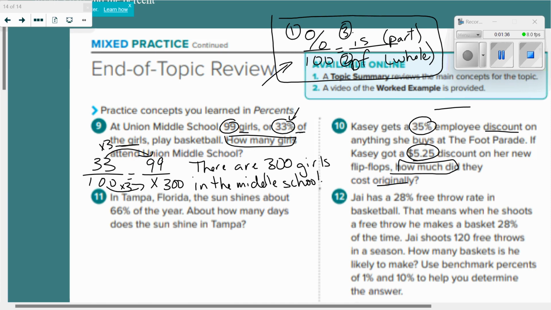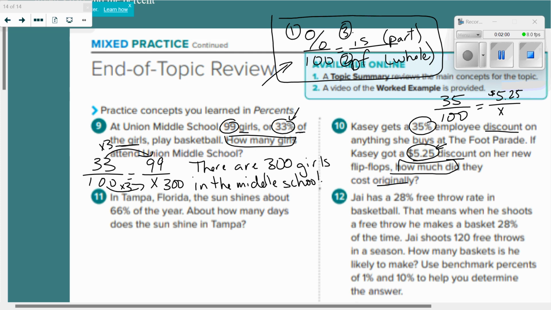So again, we're going to start with this basis. I know that my percent is 35. I know that the amount of discount was 525. Again, you don't see the word of on here, but the 525 being the discount, we know that's the piece of it. That goes in the part spot, and I don't know this one.